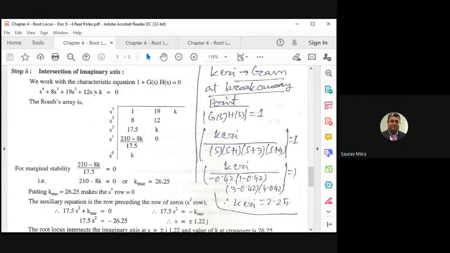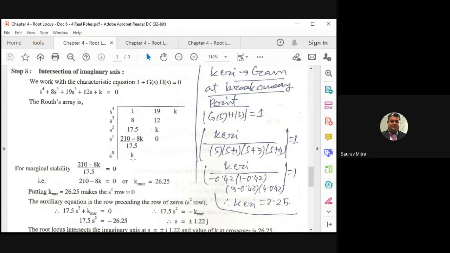In that case, 1, 19 and k are the top line, s raised to 4. S cube is 8 and 12, and then you solve by the same rule, that is 8 into 19 minus 1 into 12 divided by 8, you will find 17.5. Then 8k minus 0 by 8, this is k, and then cross multiplication gives this value.